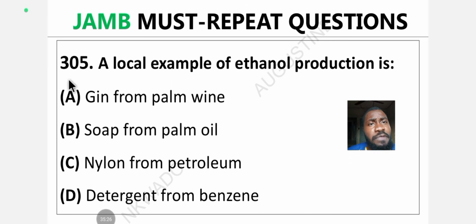Question 305. A local example of ethanol production is what? A. Gin from palm wine. B. Soap from palm oil. C. Nylon from petroleum. D. Detergent from benzene. What's the answer? Drop the answer in the comment section.